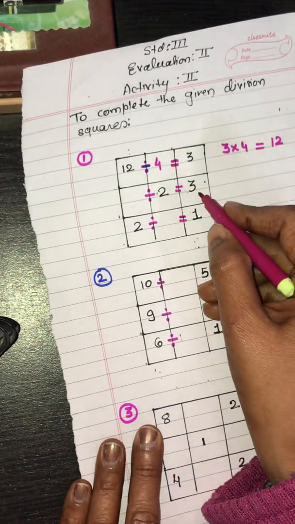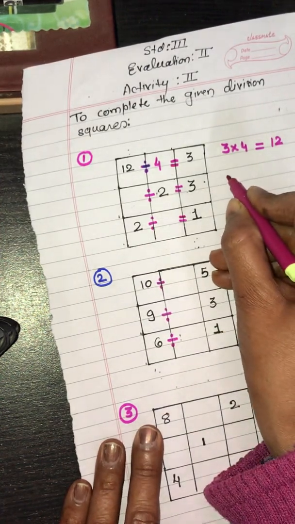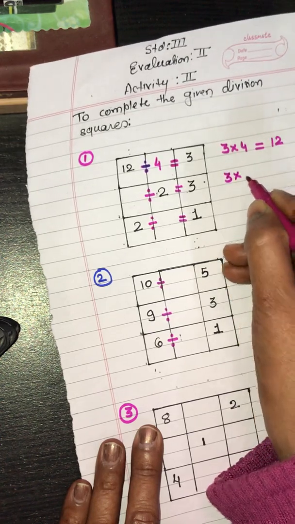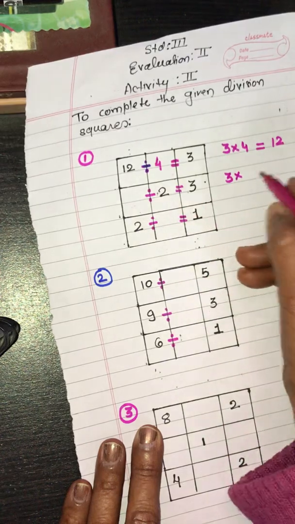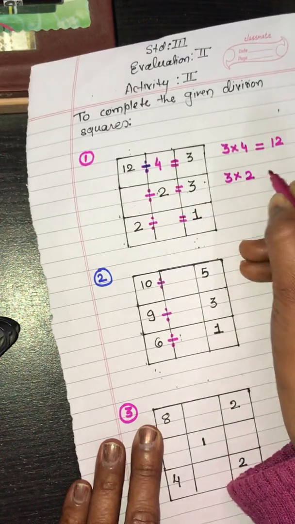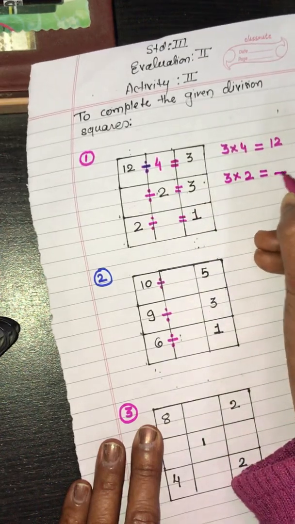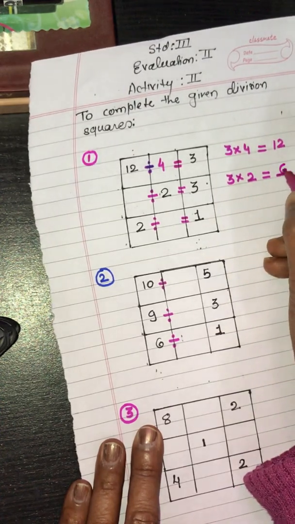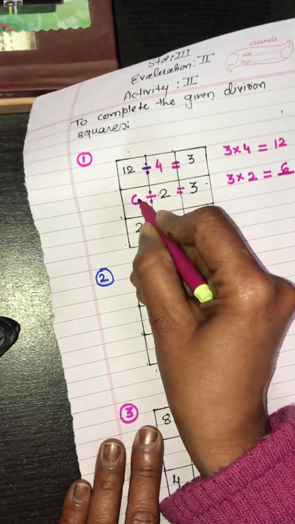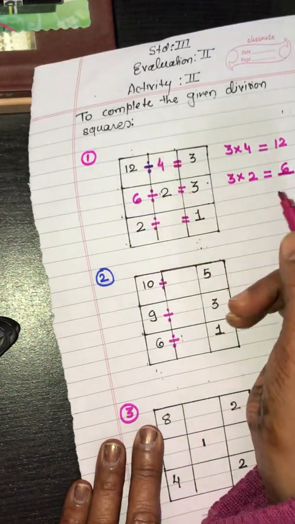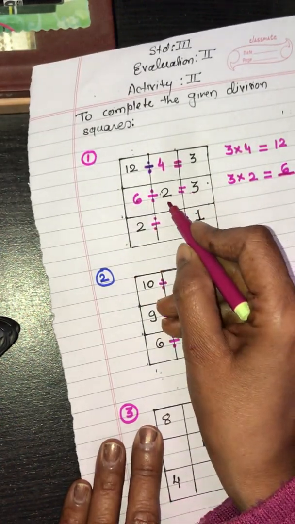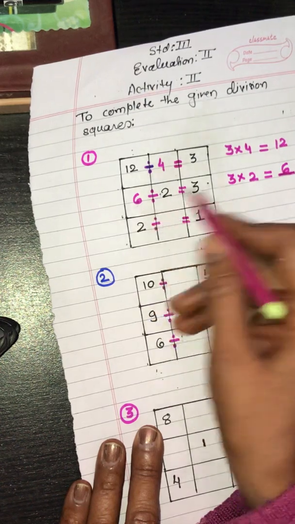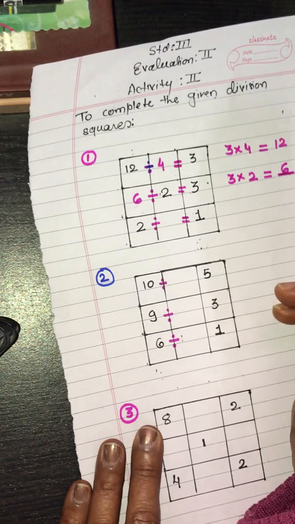Now the quotient is 3. We will apply the same method. 3 into, we will go the reverse way. So 3 into 2, which is that number. So 3 into 2 is 6. So when 6 is divided by 2, we get 3. Or you can do it this way, start saying the table of 2. 2 3s are 6. So both ways you can do it.